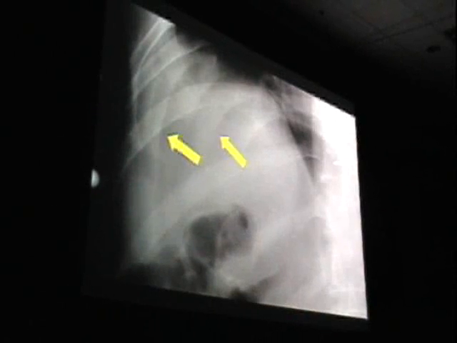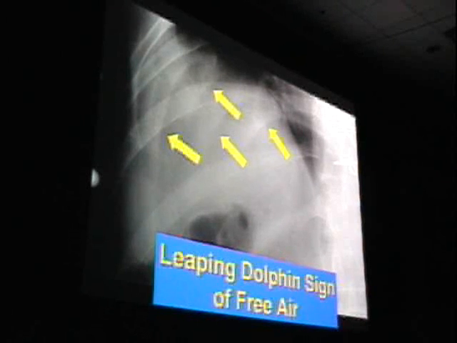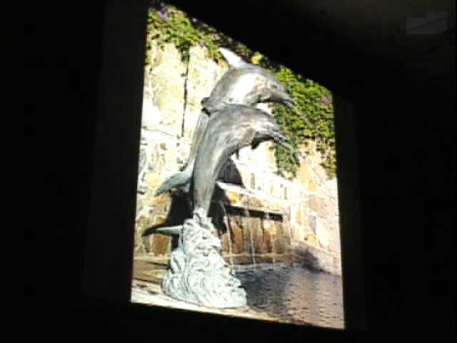Now, you probably won't remember much about this plain film talk, but I think all of you are going to remember this, because look at these guys. This is the classic Liebhofen sign of free air, and those are slips of the hemidiaphragm outlined by air. And you'll remember that more than anything else.